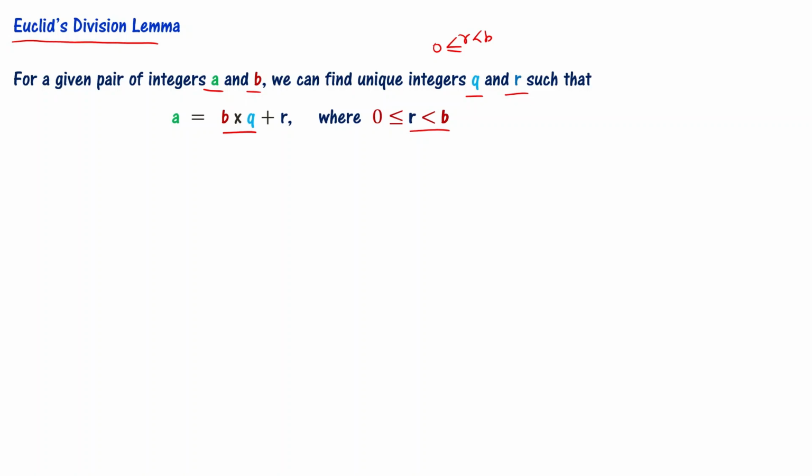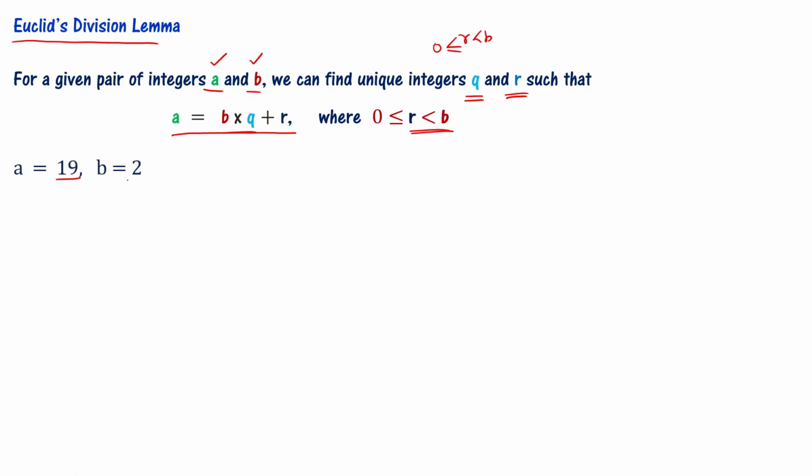Understood? What does it say? If we have two integers a and b, we can find two more integers q and r such that a is equal to b times q plus r, where r is less than b and greater than or equal to 0. Let us consider a few examples to understand this well.